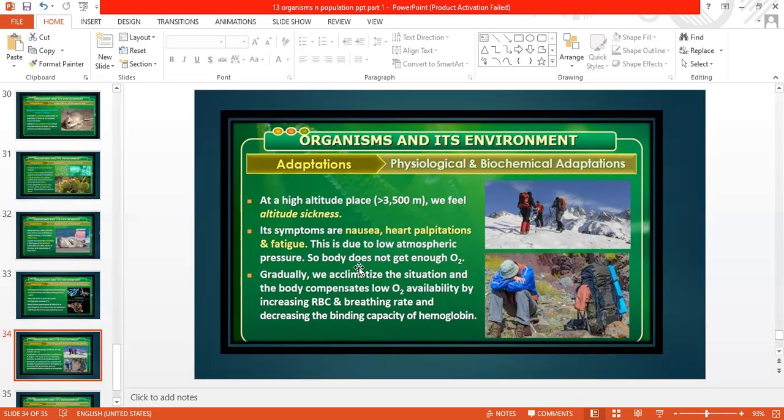Whenever we go to Leh, Ladakh, we are asked to acclimatize ourselves for a day. What happens when we acclimatize? Our body compensates for this low oxygen availability by increasing the RBC and the breathing rate, and by decreasing the binding capacity of hemoglobin.